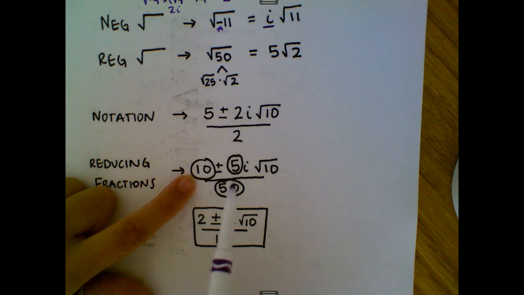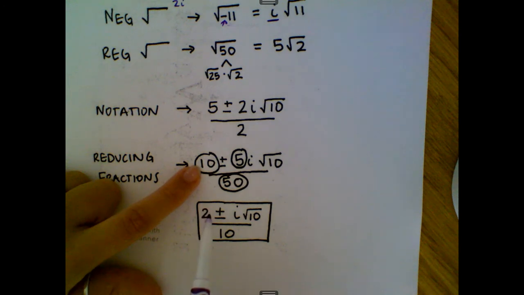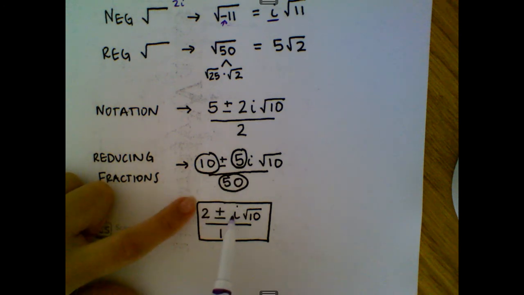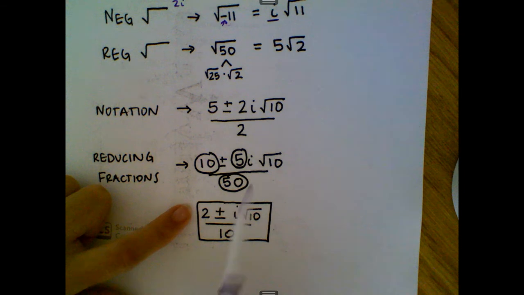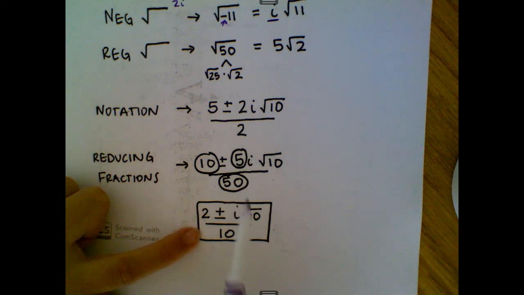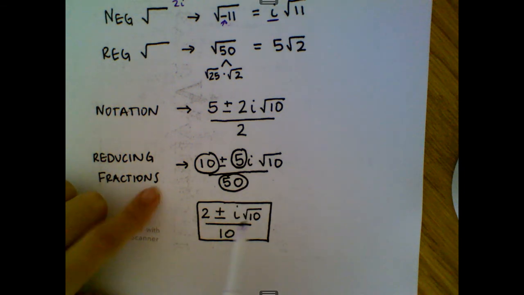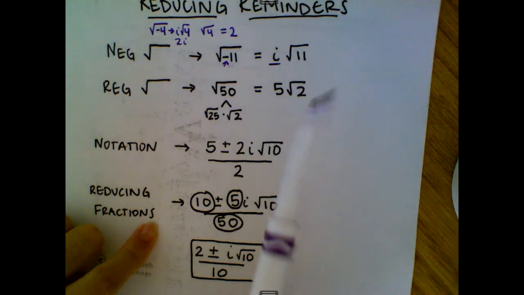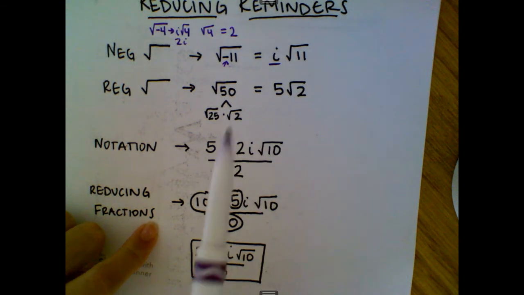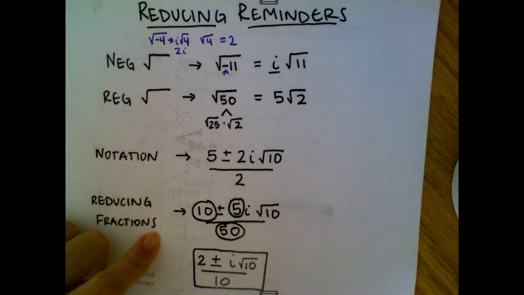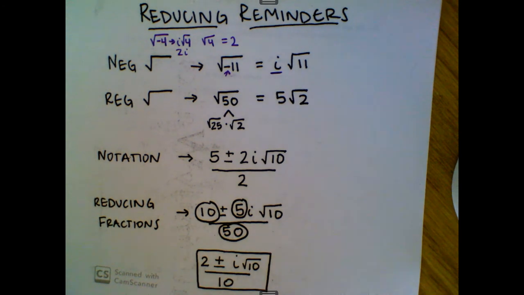These are all divisible by 5. So 10 divided by 5 is 2. 5 divided by 5 is 1. So we didn't put the 1 there, but the I's still there. And 50 divided by 5 is 10. So these are all reducing reminders that will get us to the end of the answer when we do the quadratic formula. Right now, they seem out of context to you, but don't worry. Once we start the quadratic formula, you're going to see how these are used.